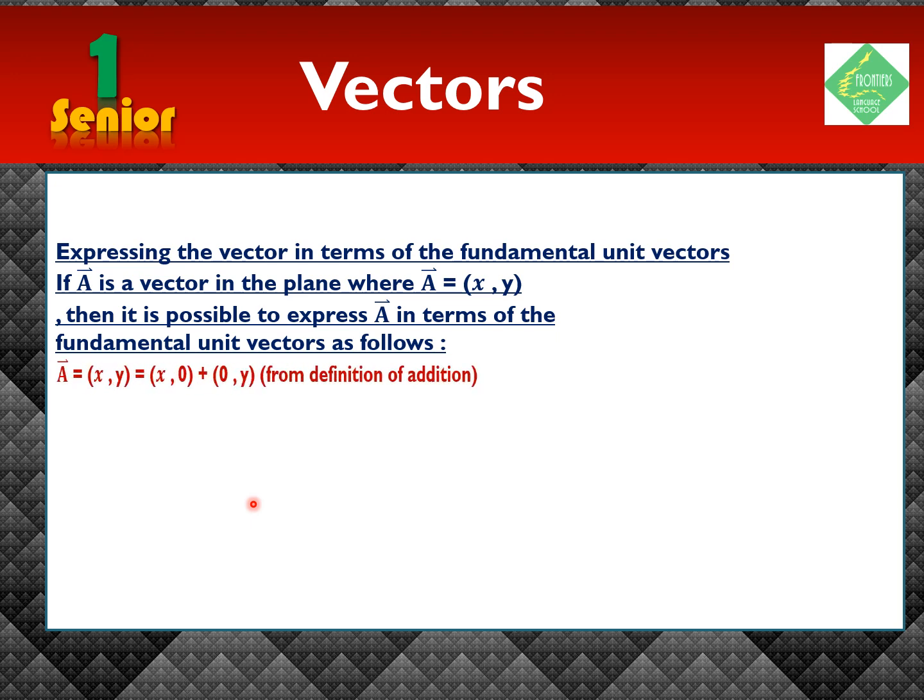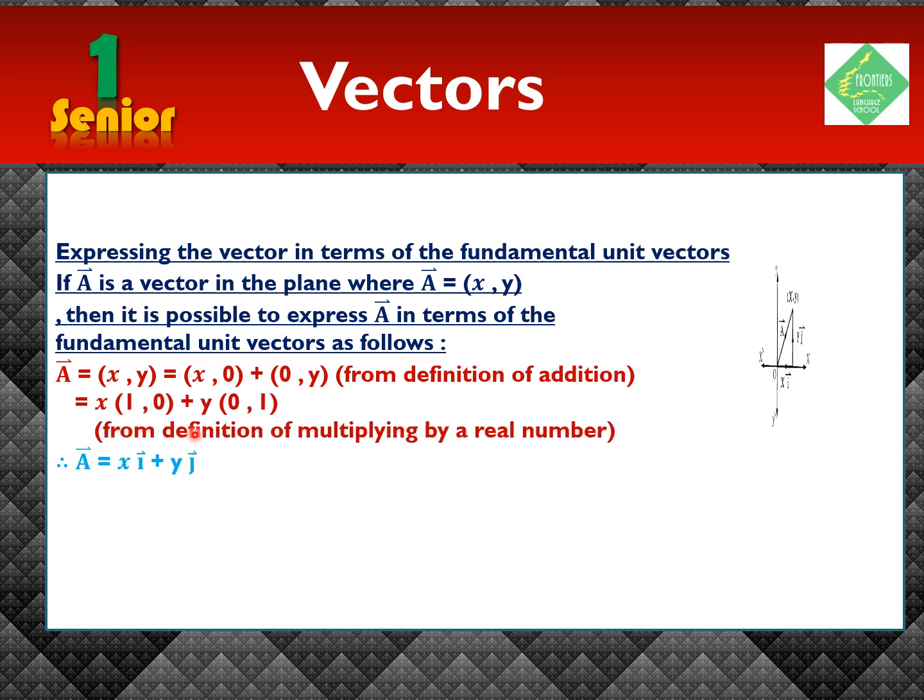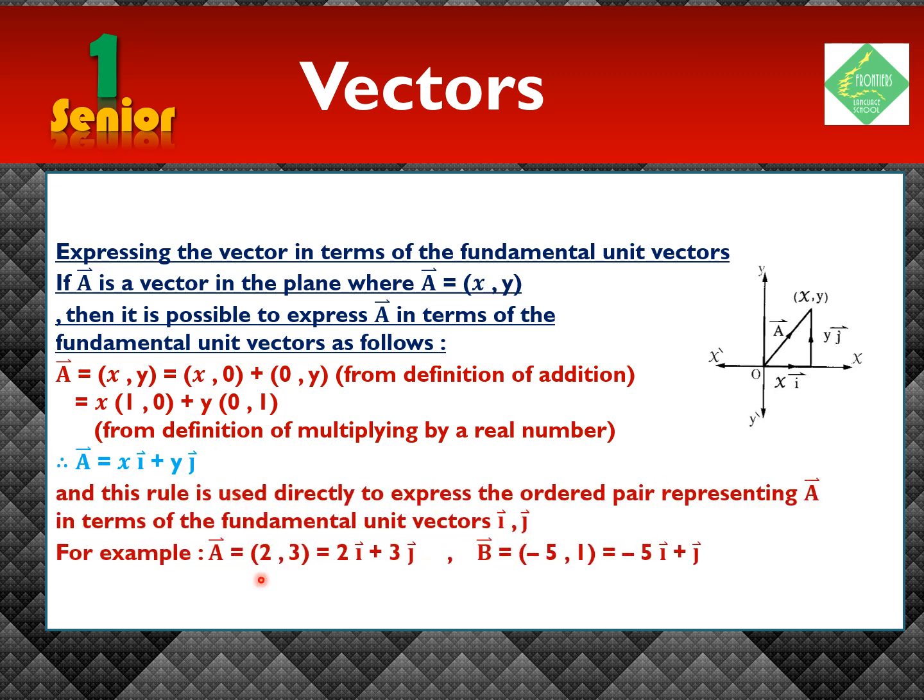To express the vector in terms of the fundamental unit vectors, if you have the point A (x, y), you can write it A equals xi plus yj. To summarize it, xi plus yj. Like for example, if A equals (2, 3), you multiply 2 by i, and don't forget the arrow, plus 3 by j, and don't forget the arrow. Also P, negative 5i plus 1j, so you will write j also.